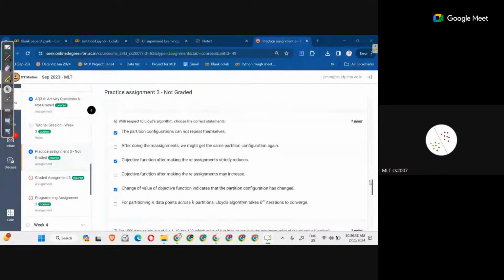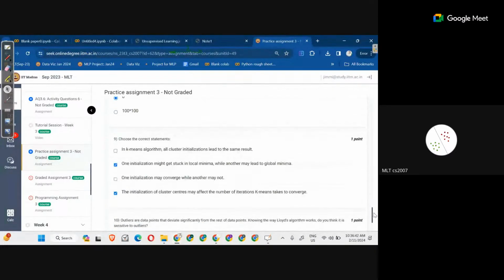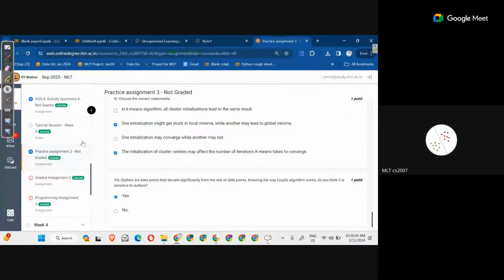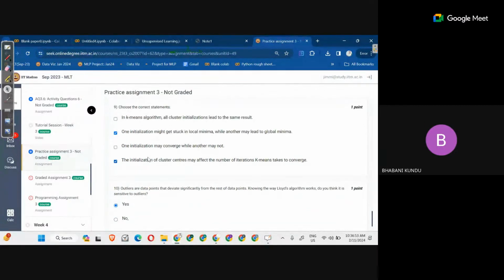Ultimately there are some groups, but you won't reach your exact solution. That's why we are saying you may get stuck at local minima. Based on initialization, one might get me a local minimum, but another one might get me the global one. That is possible.